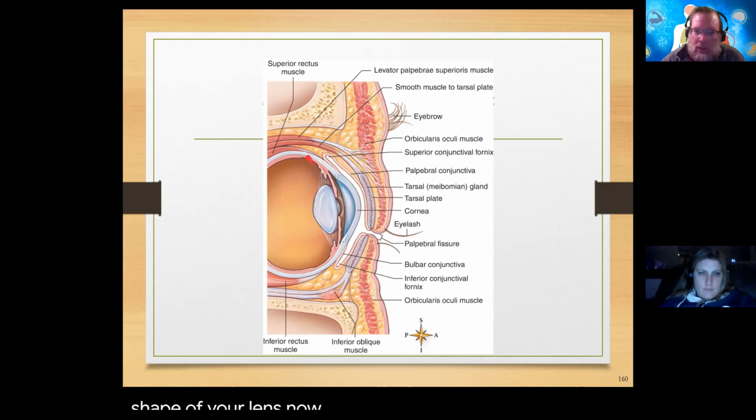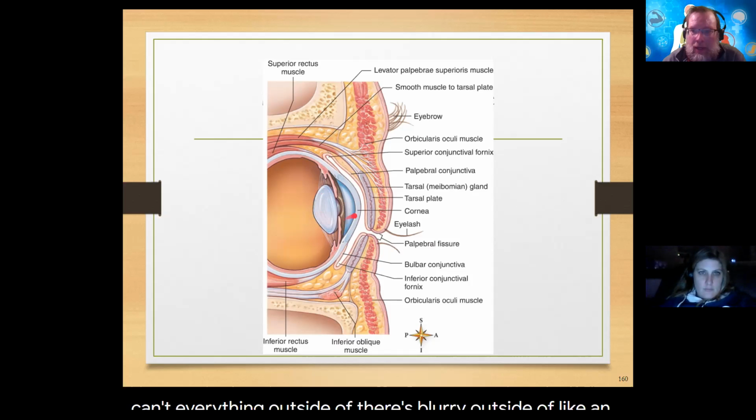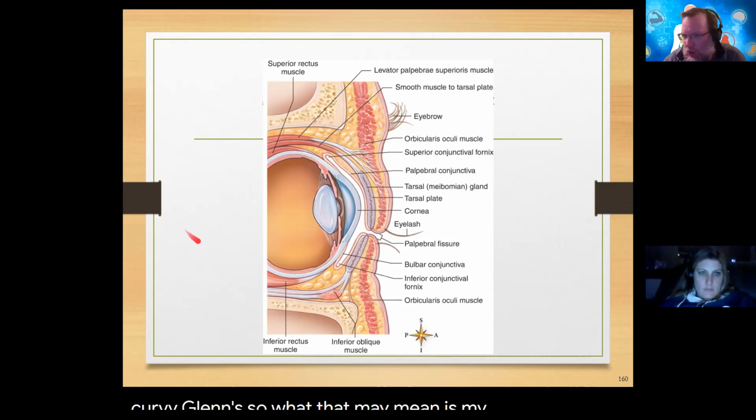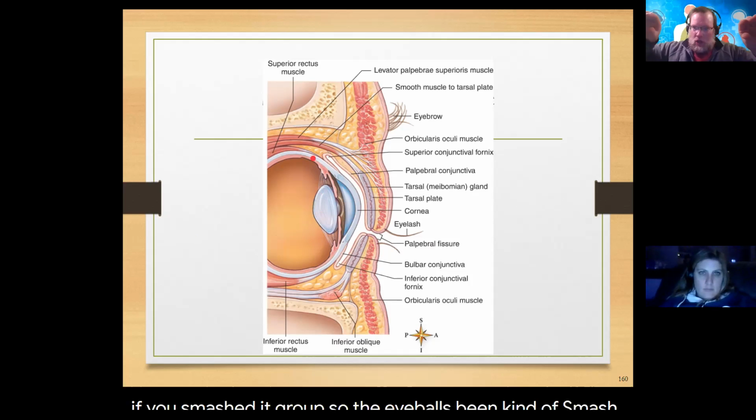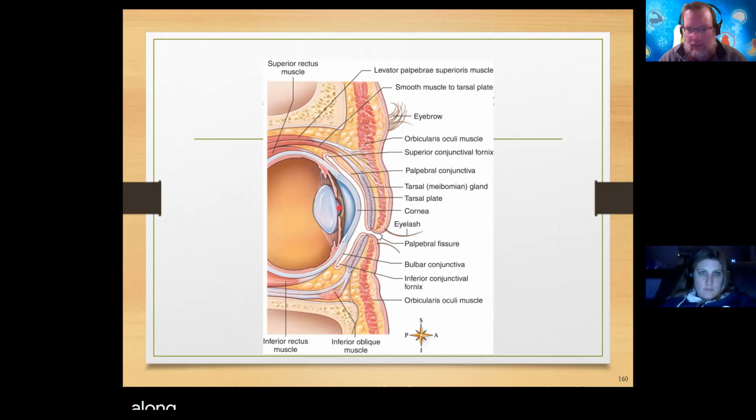Now, those of us who wear glasses, our eye shape is maybe a little bit different, and so I'm nearsighted, so my lens is always pretty concave or it's pretty curved. And so that curvature of my lens, so if I take my glasses off, I can see really clearly up close, but everything outside of there is blurry outside of like an inch, probably. I have really horrible eyes, so I must have a really curvy lens. So what that may mean is my eyeball shape is kind of like a football laying on its side. So it's kind of like if you smashed it. So the eyeball's been kind of smashed. So it's elongated. And what that did is it kind of elongates the lens.